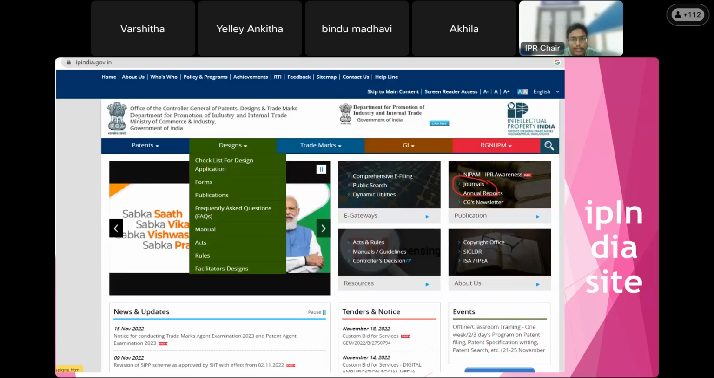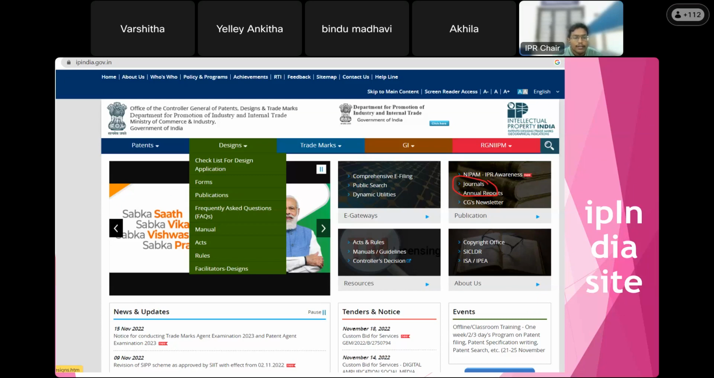So this is the IPR website. You can see patent, design, trademark, GI, and this is the Pune institution. If you look at design, you can see the checklist for design application and corresponding forms. Once your design application is filed, after a few days it will be published, and you can see the publication. Even after registration, you can see the publication.